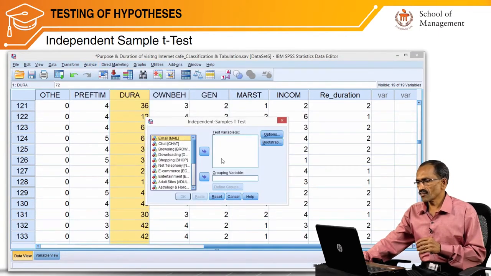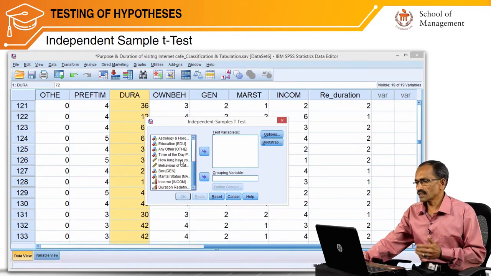Click on that, and we will get a box like that. In this, load the relevant variables. We are going to test whether the average duration of internet usage is equal between male and female. So our test variable is how long have you been using cyber cafe. So we will load the test variable, and then the grouping variable. The grouping variable is gender. Gender we will load in the grouping variable.